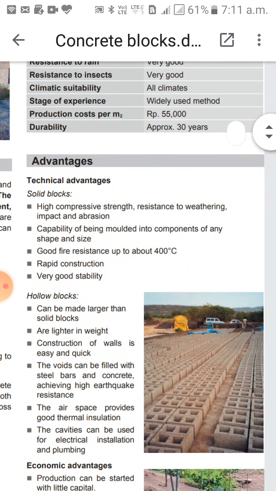Now we'll see the advantages of solid blocks. Solid blocks have high compressive strength. Compressive strength is compressive load by area. We'll do this in the lab also, you'll know. Strength is the ability to resist the load.